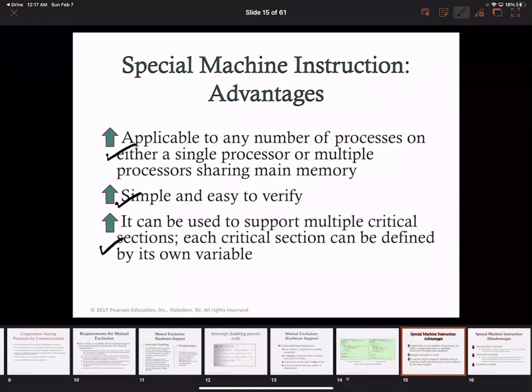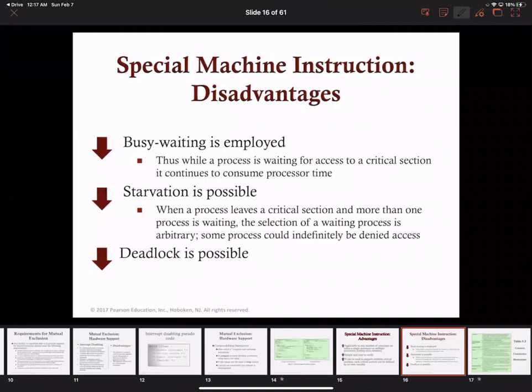So although there are some advantages of using the special machine instruction to enforce mutual exclusion, it comes with some disadvantages. Busy waiting is employed. So we still have a busy waiting protocol. Thus, while a process is waiting for access to its critical section, it continues to consume processor time. This is one of the major disadvantages.